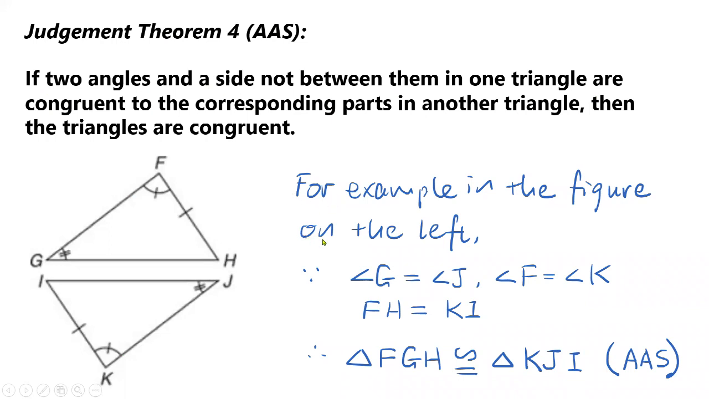For example, in the figure on the left, if we know that angle G equals angle J here, and angle F equals angle K here, and also FH equals KI, then we know that triangle FGH is congruent to triangle KJI, right? And also, you should be able to find that F is corresponding to K, G is corresponding to J, and H is corresponding to I. You see that?